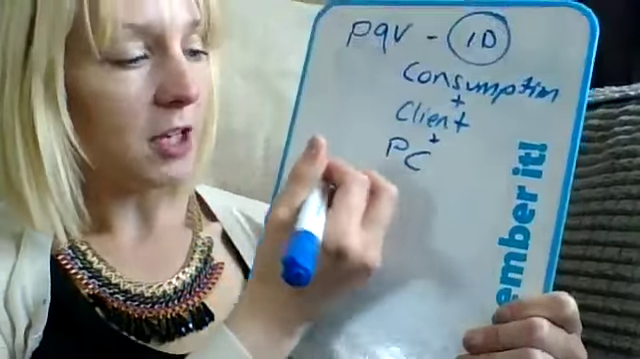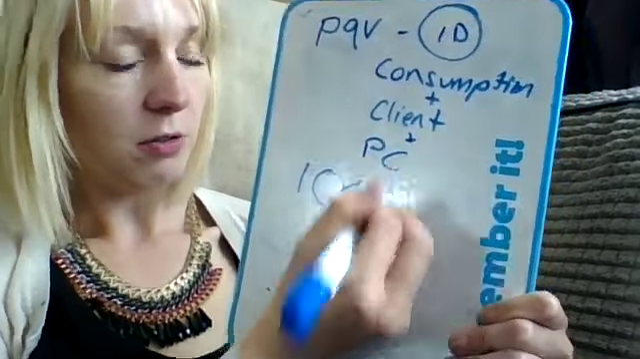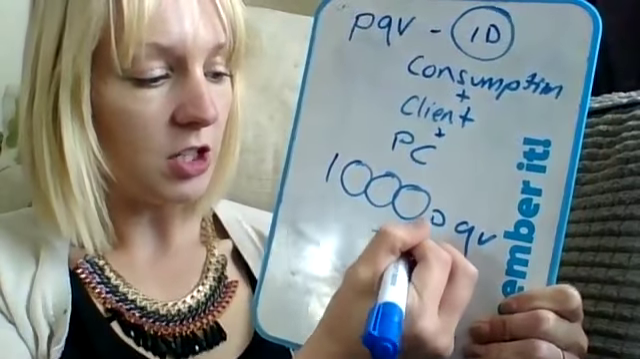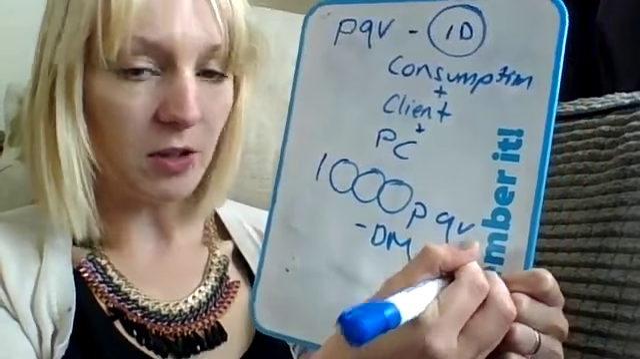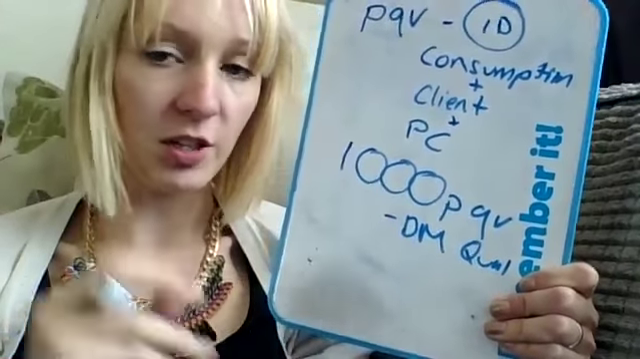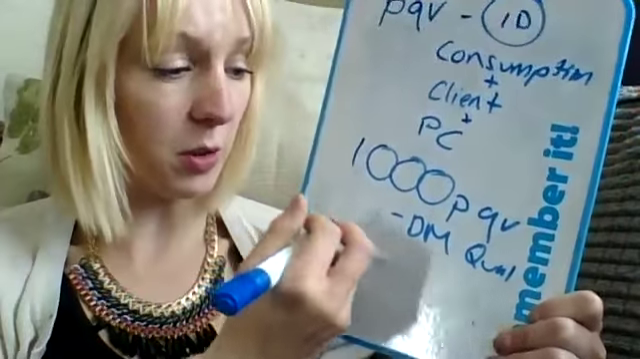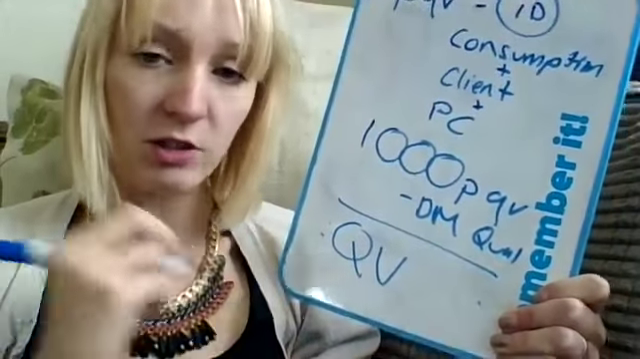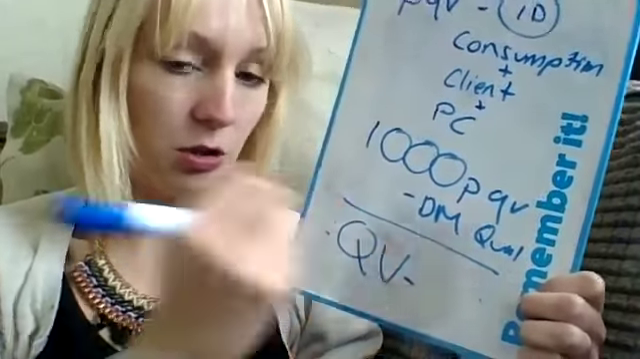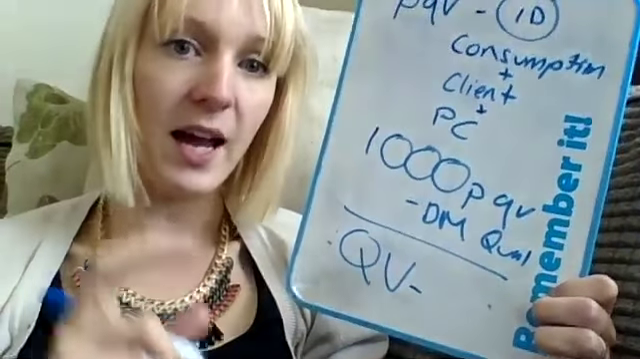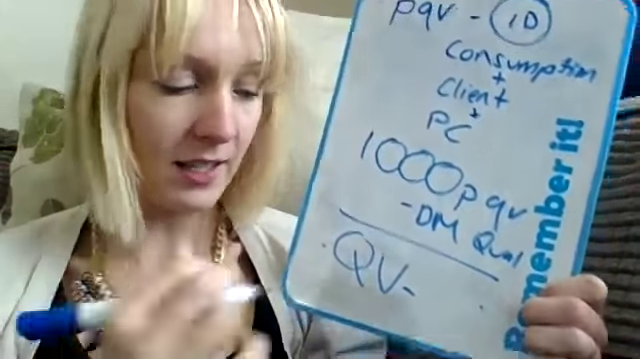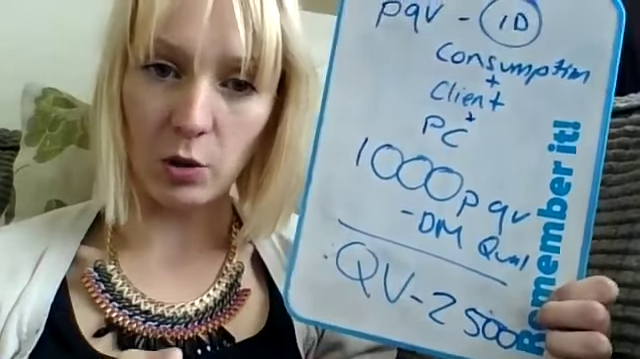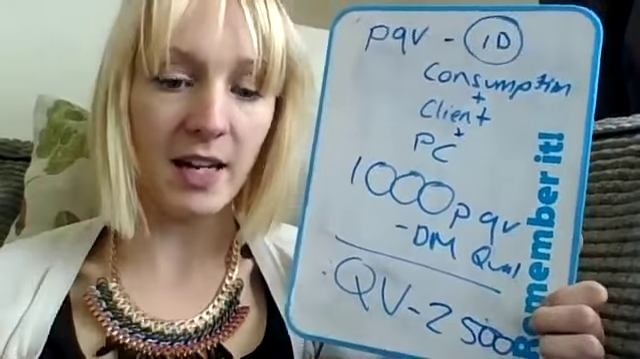Now, if your PQVs go to 1,000 or above, you automatically go into district manager qualification. So that's the first way to get into district manager qualification. The second way is based on your team points. So your qualifying volume, this is your entire team points. So this is yours and your team's and the PCs and the clients for the entire team. Now that needs to be at 2,500 or above to get you into qualification. Those are the two different ways to get into qualification.